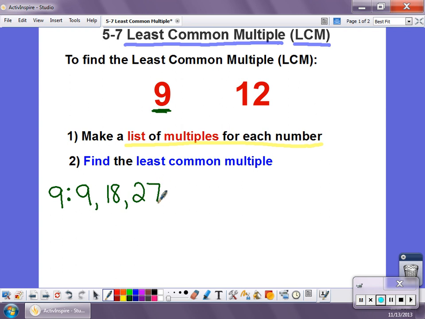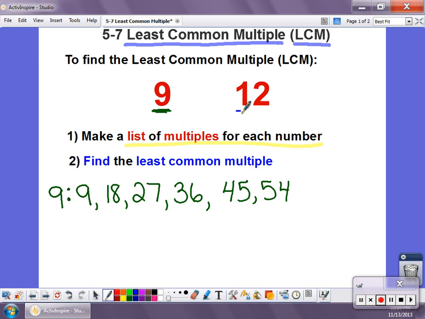And what we want to do is list a bunch of multiples for each number, and then we're going to look and see what we have in common. So let me keep going here for a minute. We've got 9 times 4, which is 36, 9 times 5, which is 45, and 9 times 6, which is 54. And I'll stop there for now, although I could keep going with my multiples.